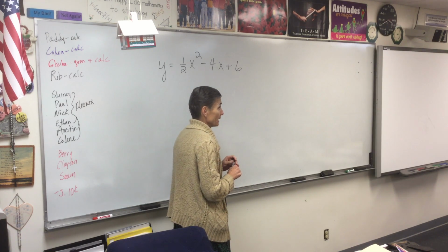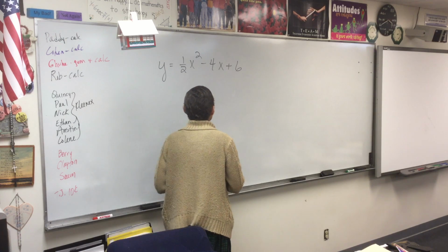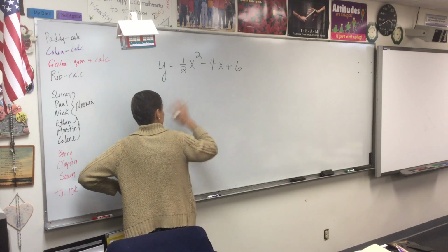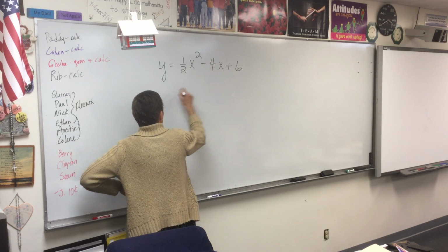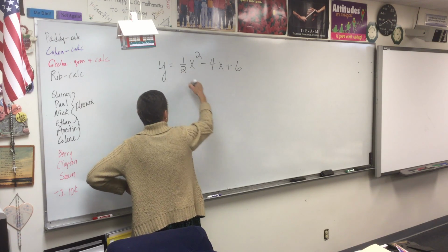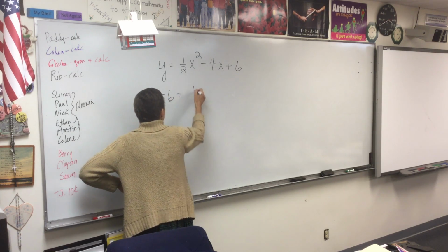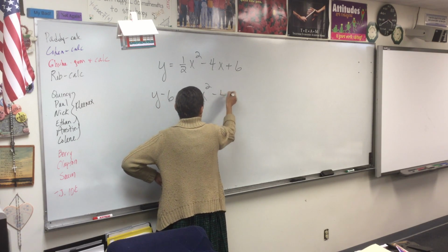Maybe come in, get a little extra practice at the board or something. We need to get this procedure just automatic for us. So we're going to complete the square. We got to get rid of this 1/2, and we got to get rid of this number. The order I do that doesn't matter, so I'll move the 6 over.